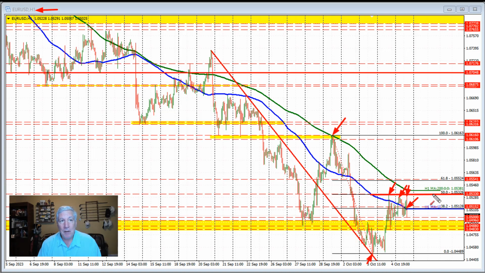It will take a move above the 50% retracement, above the 200-hour moving average green line in this chart at 1.0538, to increase the bullish bias for the euro and the bearish bias for the U.S. dollar. Absent that, the sellers are still more in control now. The 1.0483, that's another key level.